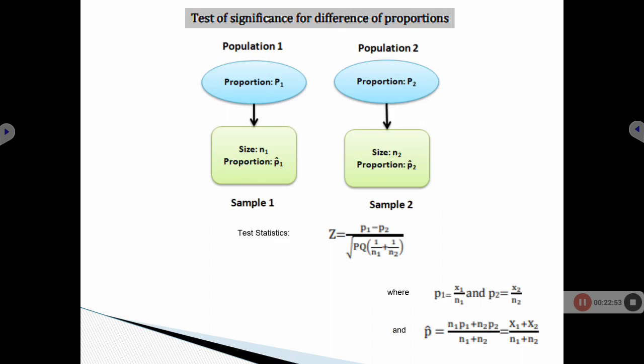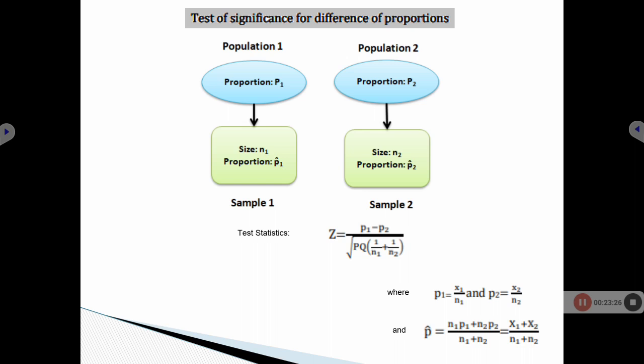Okay. So difference of proportion here is, there will be two populations and we are considering two proportions. From population 1, the proportion we will denote here is P1 and the sample size is N1 and the proportion value is P1 cap, that is the sample one. For population proportion it is P1, for sample proportion it is P1 cap. Similarly for population 2, the population proportion is capital P2, size is N2 and the sample proportion is P2 cap.